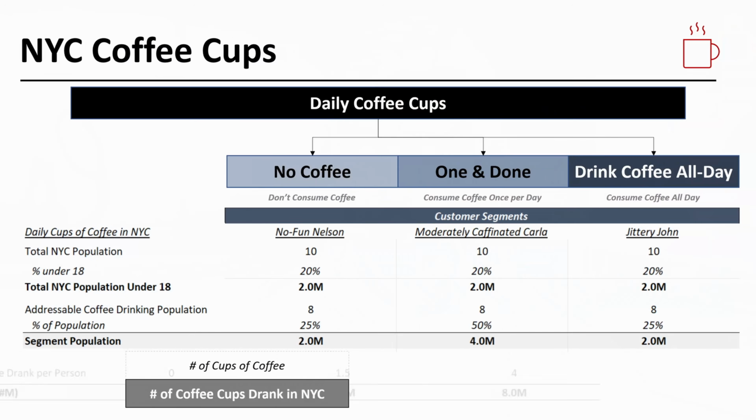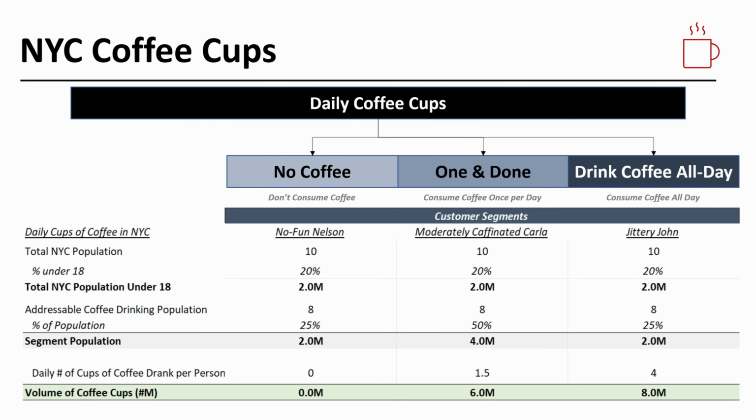And then finally, we can estimate the number of cups of coffee per person. So our no-fun Nelsons don't drink any. Our moderately caffeinated Carlas drink maybe 1.5 or slightly more than 1 8-ounce coffee cup per day, resulting in 6 million. And then finally, our Jittery Johns drink about 4 cups of coffee per day, resulting in 8 million cups of coffee.